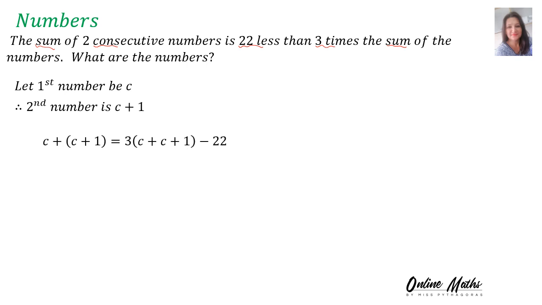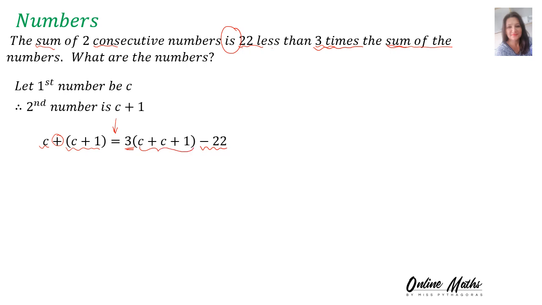Now let's turn that into an equation. The sum of 2 consecutive numbers, there you find the sum of the 2 consecutive numbers. Is means equals. 22 less, that is minus 22, less than 3 times, there's your 3, times the sum of the numbers. And there's your sum of your 2 consecutive numbers.